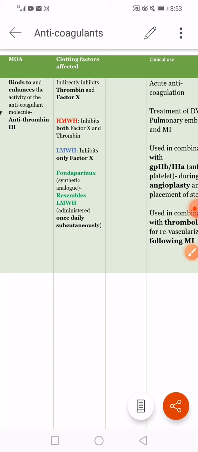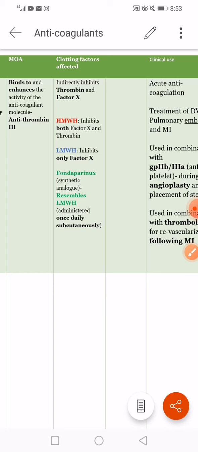Heparin comes in two forms. There are two types of heparin. There is high molecular weight heparin and there is low molecular weight heparin. Low molecular weight heparin is basically acquired via modification and processing of unfractionated heparin. Unfractionated heparin, on the other hand, contains both high molecular weight and low molecular weight heparin of varying sizes.